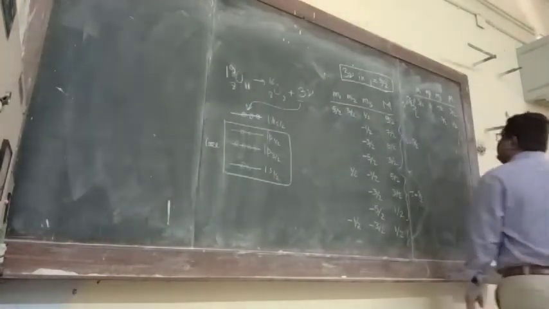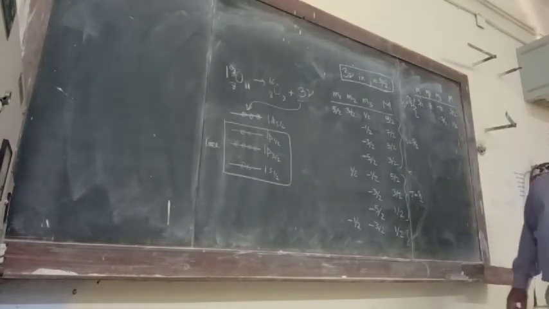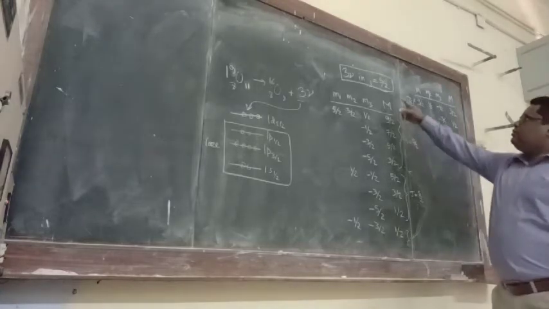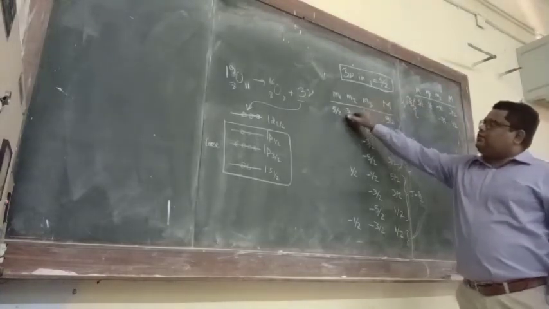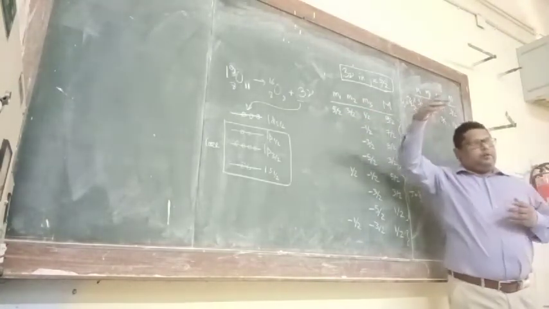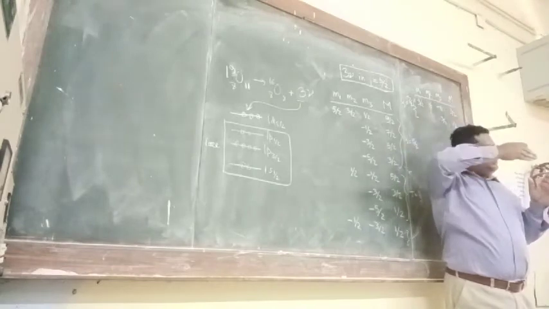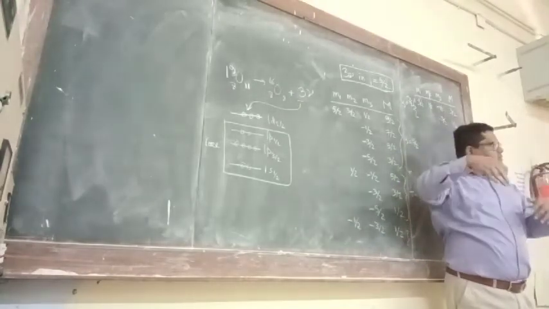So, we have done here the calculations for 3 neutrons in J is equal to 5/2. So let me just review this. So, we started by taking M1 is equal to 5/2. Now, the convention is that we keep on decreasing values. M1, M2, M3. We keep on going decreasing values.